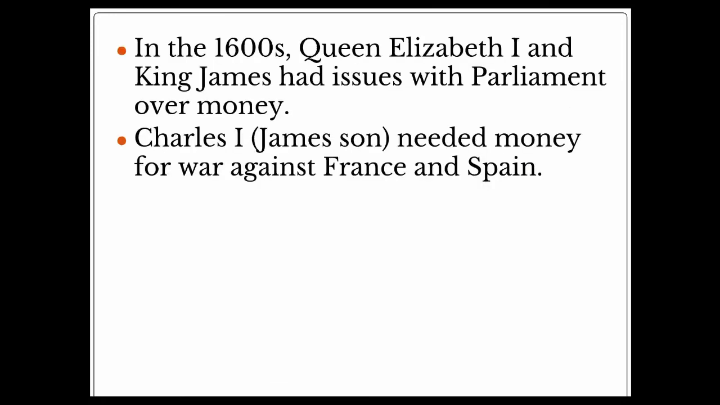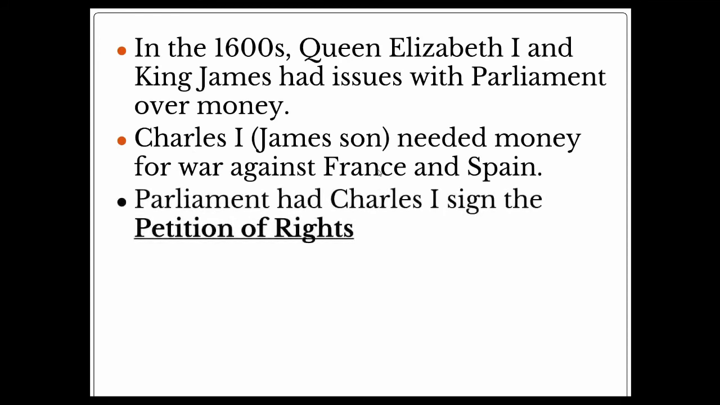Another example of absolute monarchs' power being limited in England occurred in the 1600s with Queen Elizabeth I and King James. They wanted to spend money to continue wars, so what Parliament did was actually have the king or absolute monarch sign the Petition of Rights, another important document. And in this document, the king's power is going to be limited. Here are some examples of these.